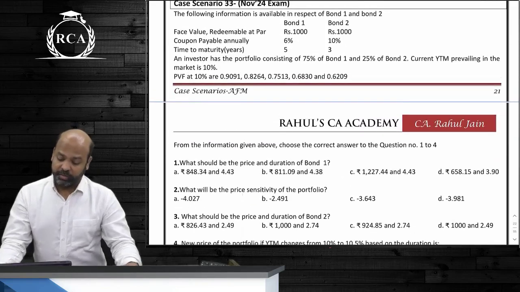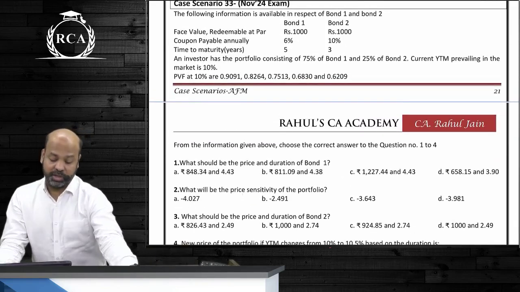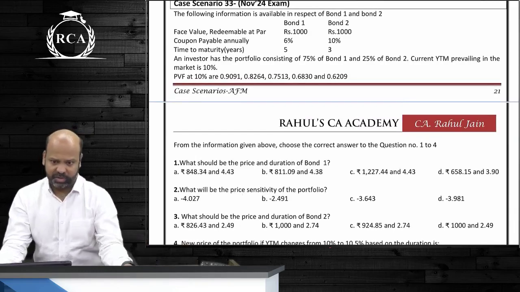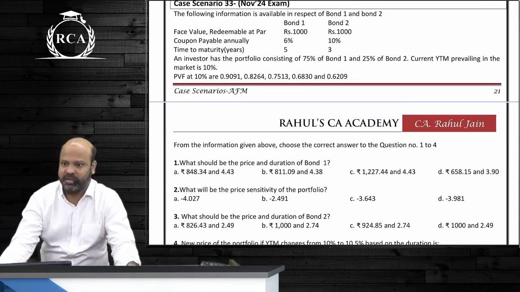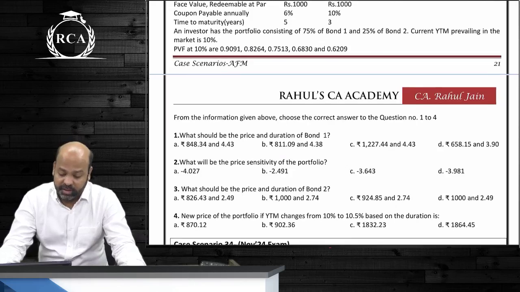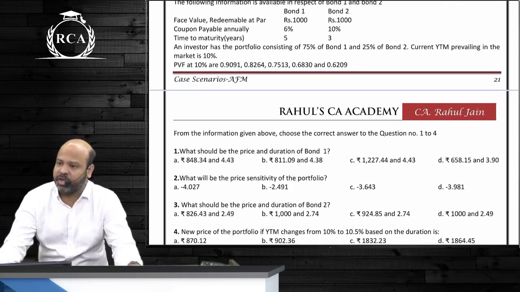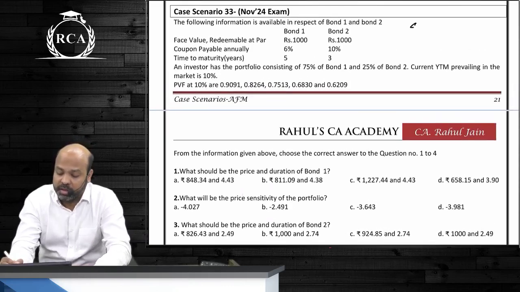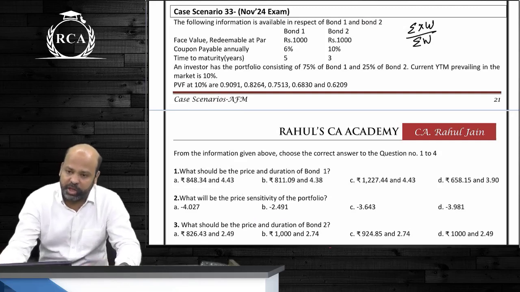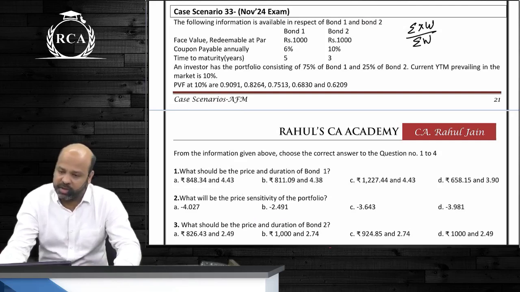The following information is available in respect of bond 1. These are all MCQs from the last exam. Aren't they very easy? Now I'm not solving this because this has duration, guys. You know how to compute duration. What is the formula? Summation xw by summation w. What does x stand for? Perfect. The year in which the cash flow is arising. W stands for the present value of the cash flow.